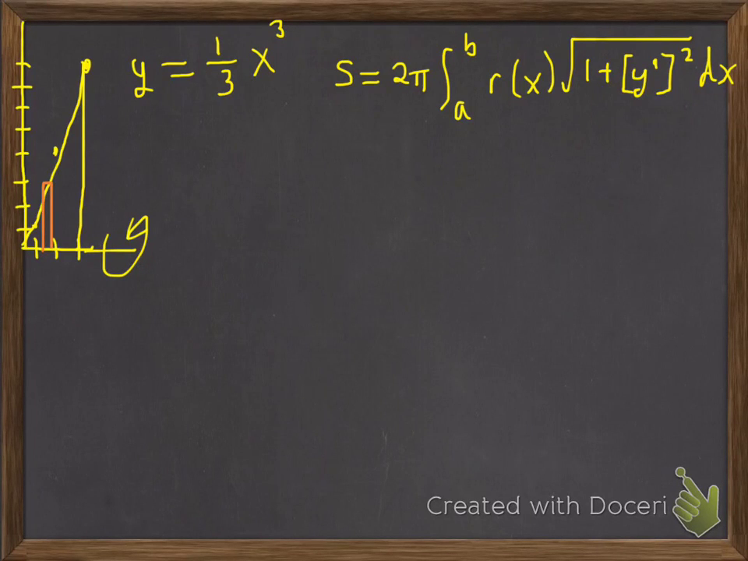Alright, in this video we're going to look at finding the surface of revolution. So we have here y equals 1/3 x cubed, and then we have the surface area formula: 2 pi integral from a to b, r of x, which is your radius, and that's going to be the distance of your function to the graph.